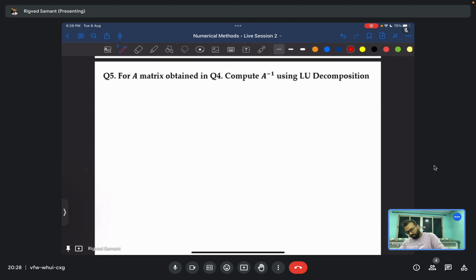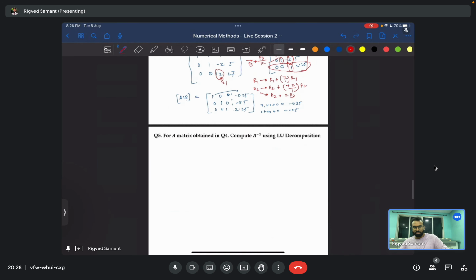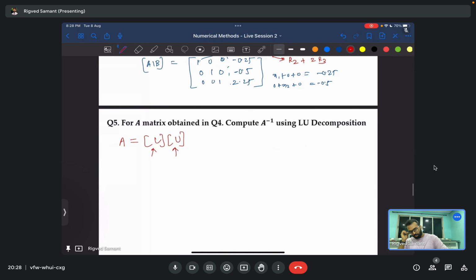Second, LU decomposition. So what is LU decomposition? Anybody remember? So A can be written as L into U. This is a lower triangular matrix and an upper triangular matrix. So lower triangular matrix would be your values of what? First upper triangular, you tell me. What is the upper triangular matrix?